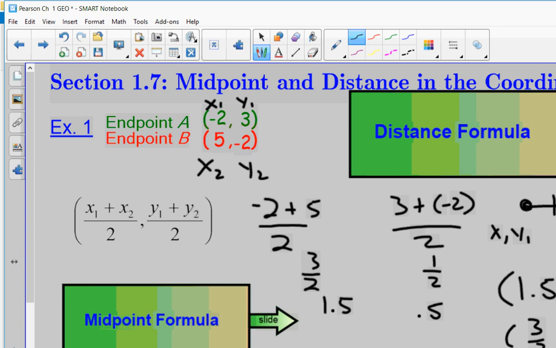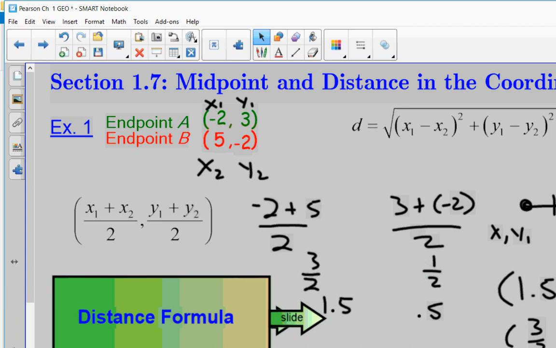The other formula here is called the distance formula. So if you want to go ahead and write that one down. A lot of kids think this one looks scary, and a lot of kids say it's too scary, so I'm just not going to do it. Well, we can't have that kind of attitude.